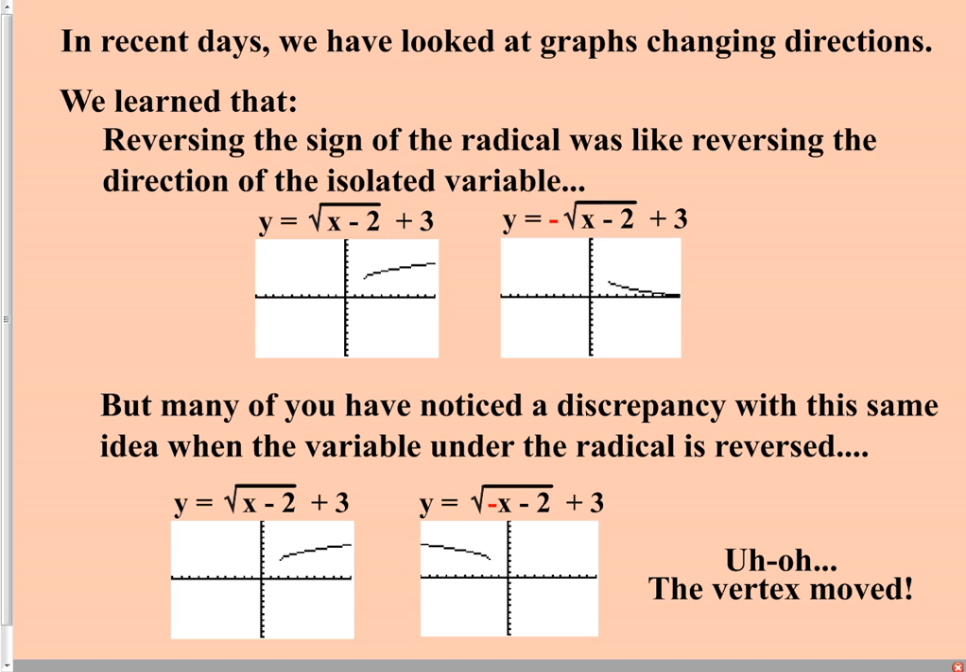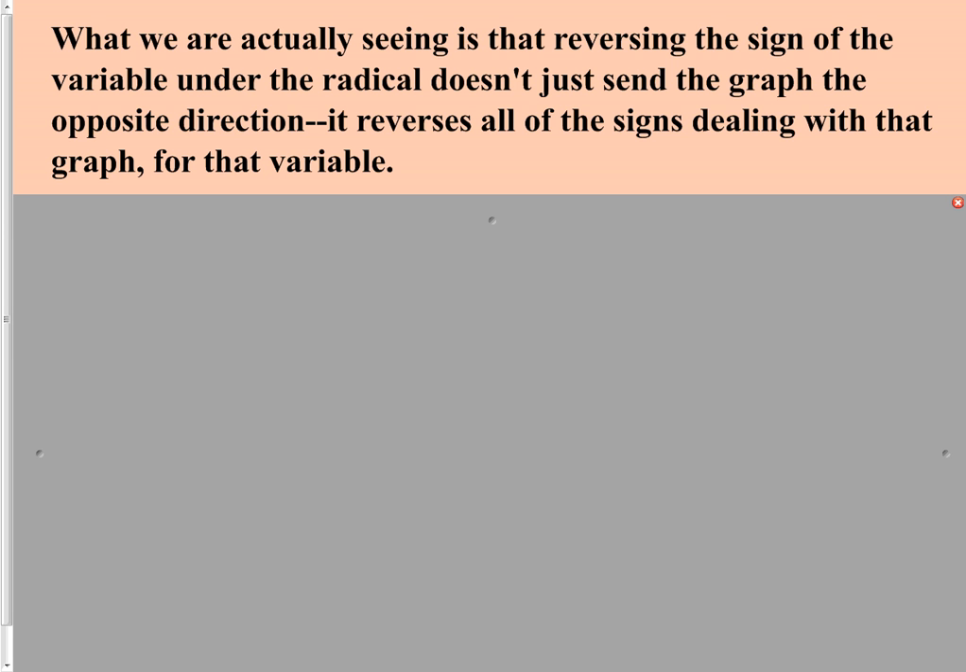So what we are seeing there is that reversing the sign of the variable that is underneath the radical did not only send the graph the opposite direction, which is what we had intended, but it also repositioned the vertex. And it did it basically by this: it didn't just send the graph the other direction. It reversed the signs, all of the signs, dealing with that graph for that variable.